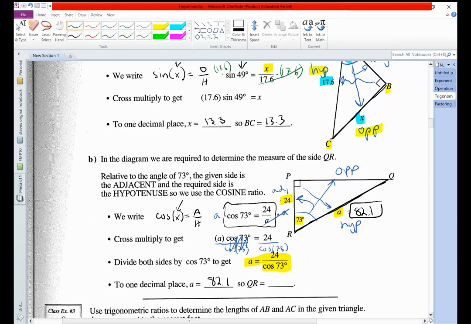It's larger than the adjacent. I forgot to do that. Does this make sense on the last question? But it also made sense. So the side QR is 82.1.